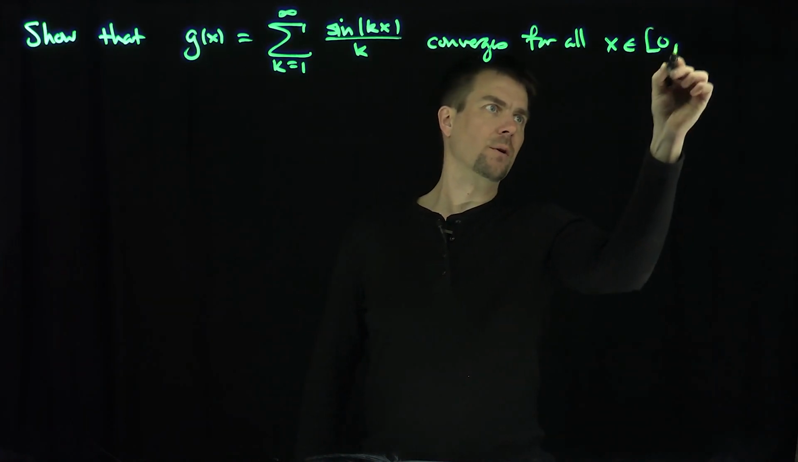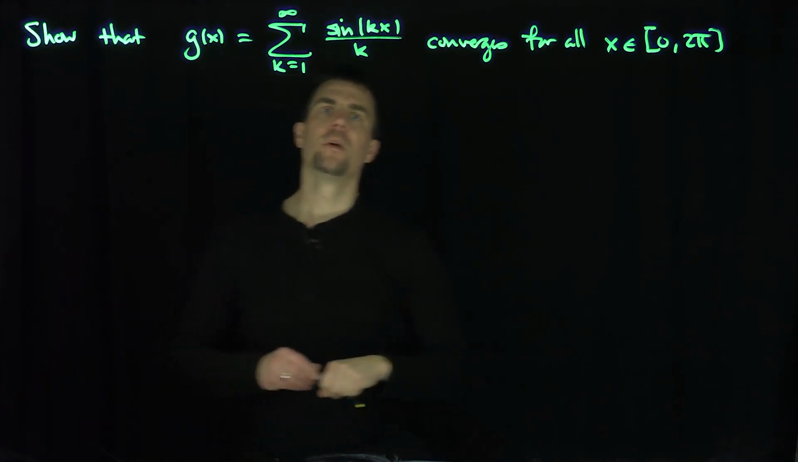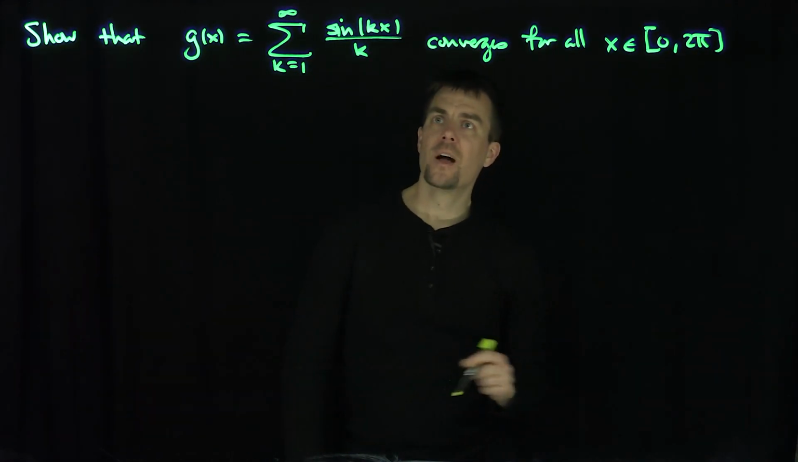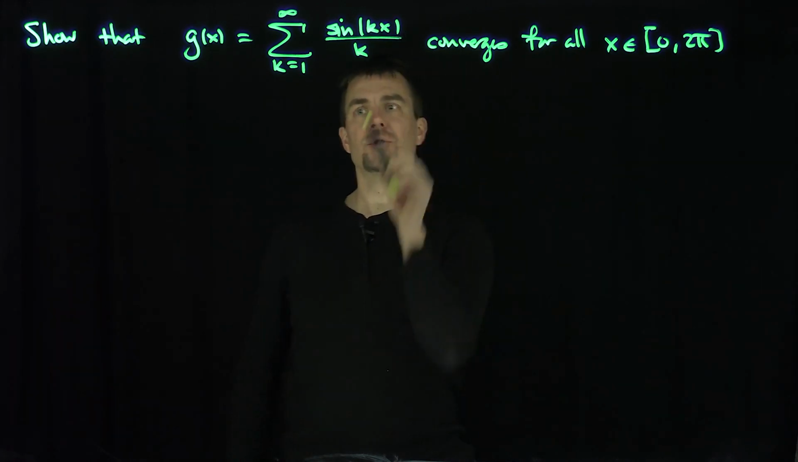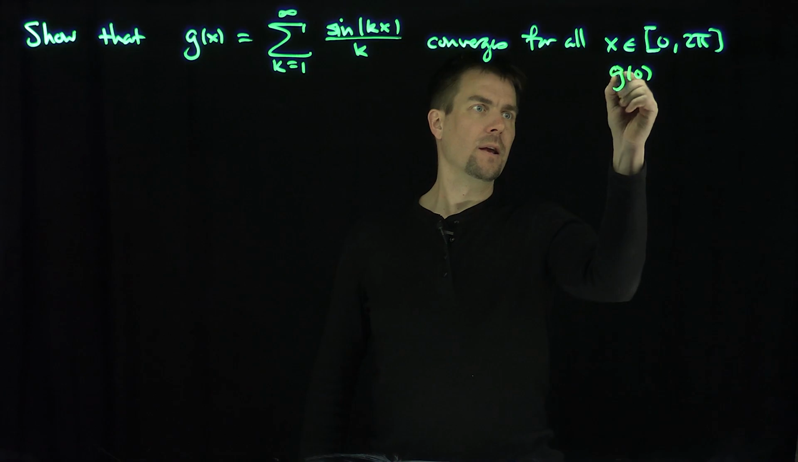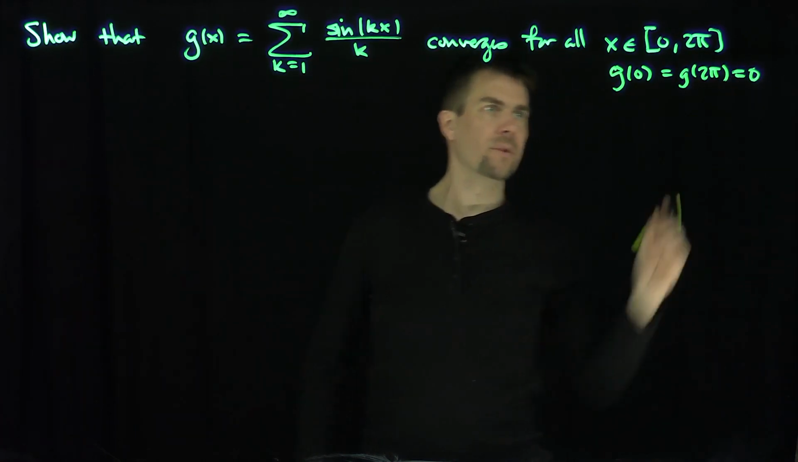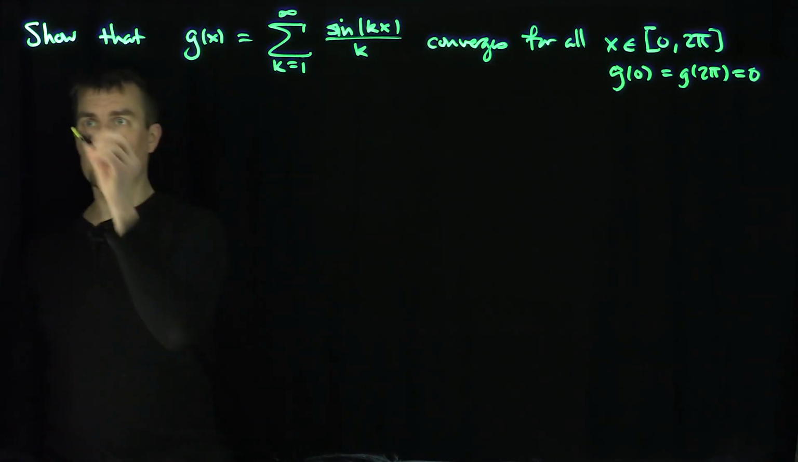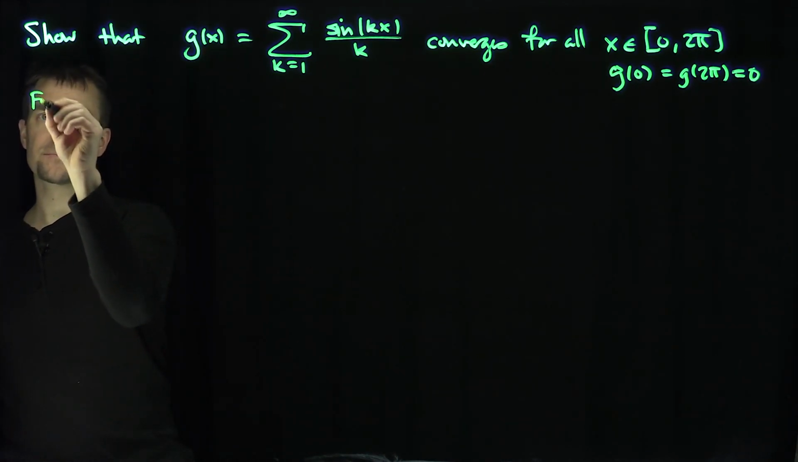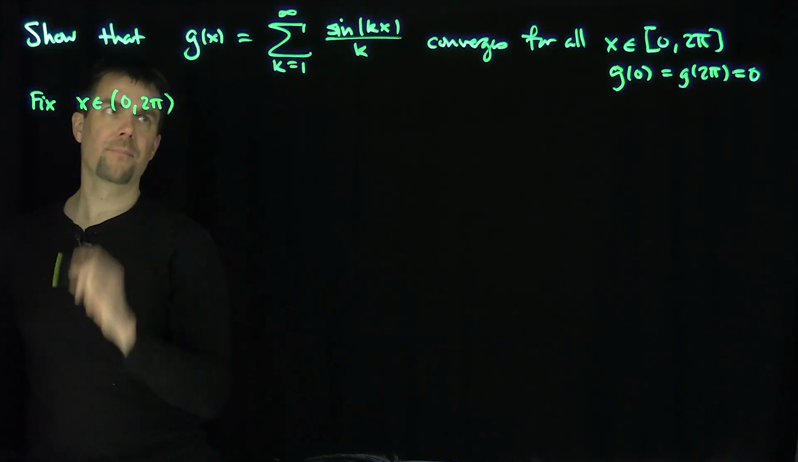I'm just going to say between 0 and 2 pi because this function is 2 pi periodic, clearly. Each of these summands is 2 pi periodic. Now, of course, if I plug in either 0 or 2 pi, g of those values is identically 0. So note that g of 0 is equal to g of 2 pi is equal to 0. So I'm going to fix an x that's not equal to either of those values, so fix x in the open interval 0 to 2 pi.